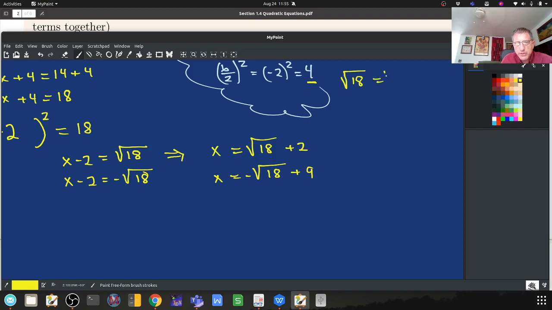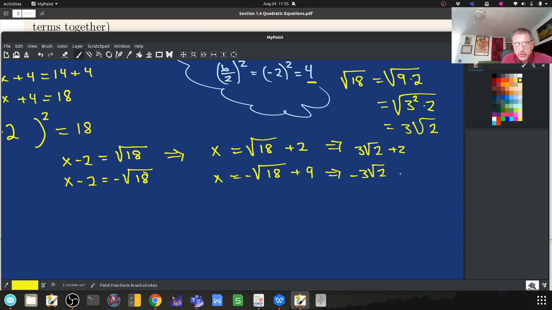So we write down the square root of 18 is equal to the square root of 9 times 2. But 9 is equal to 3 squared, 3 times 3 times 2. So that's equal to 3 times the square root of 2. So this becomes x is equal to 3 times the square root of 2 plus 2, or x is equal to minus 3 times the square root of 2 plus 2.